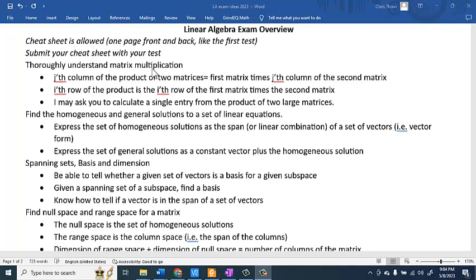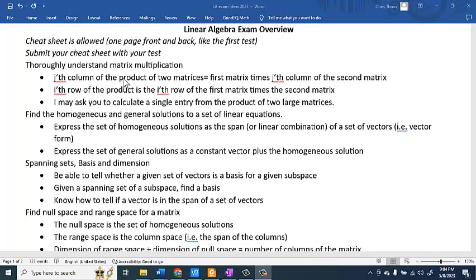Now, two things I've been bringing out quite a bit. The jth column of the product of two matrices is equal to the first matrix times the jth column of the second matrix. In particular, if the jth column of the second matrix is the jth column of the identity matrix, then this product will simply be the jth column of the first matrix.